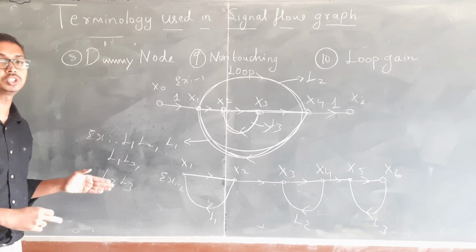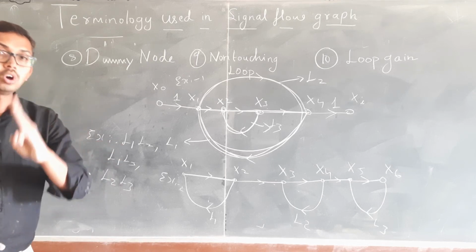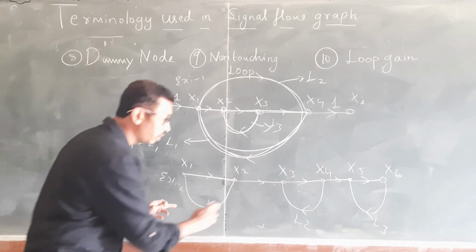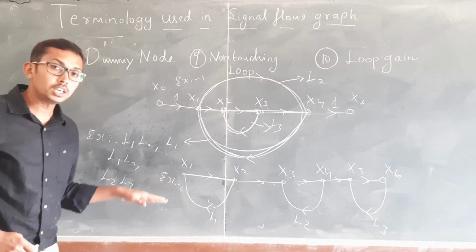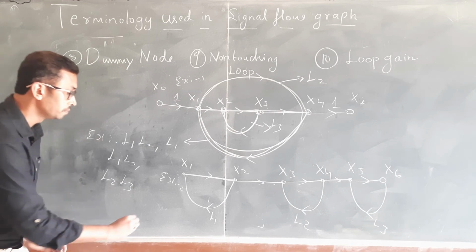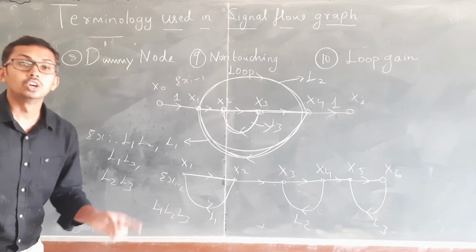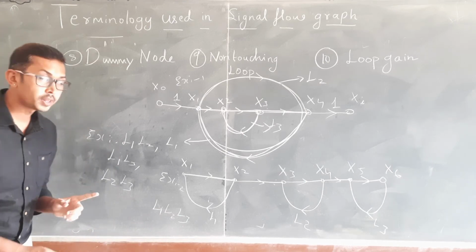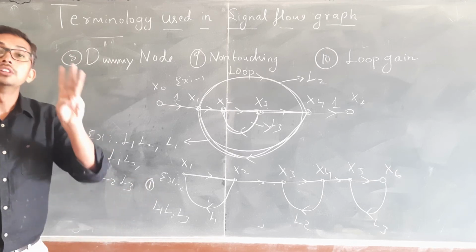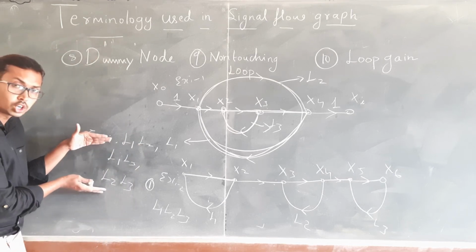This concept is very important to solve the problems. So, 3 combinations of 2 non-touching loops. Also, there is the combination of L1, L2 and L3. These 3 loops are not sharing any nodes. Therefore, L1, L2 and L3 are called 3 non-touching loops. How many combinations of 3 non-touching loops are there? One combination of 3 non-touching loops. Have you got this one?